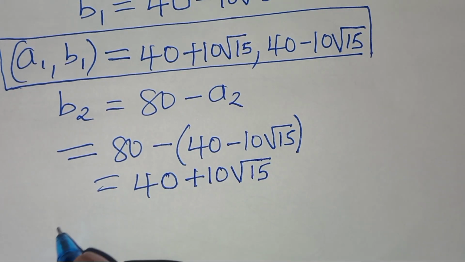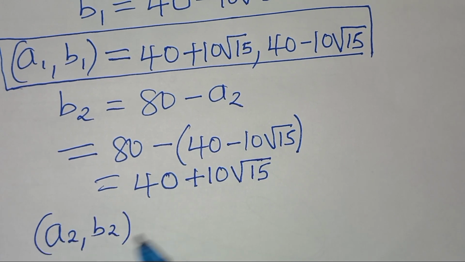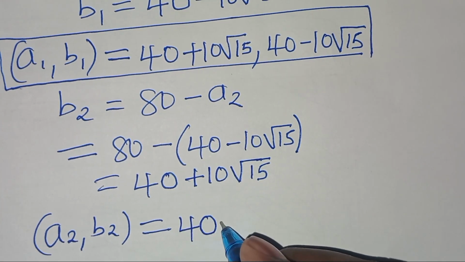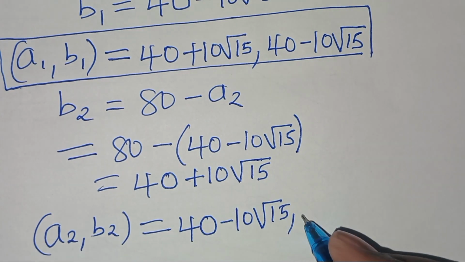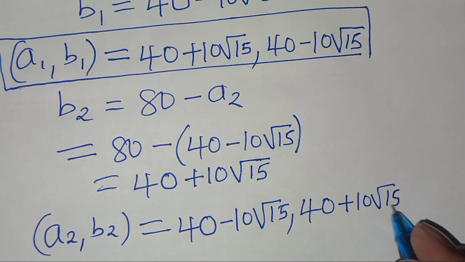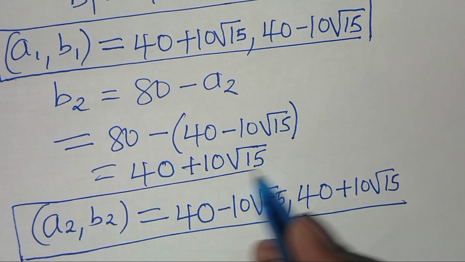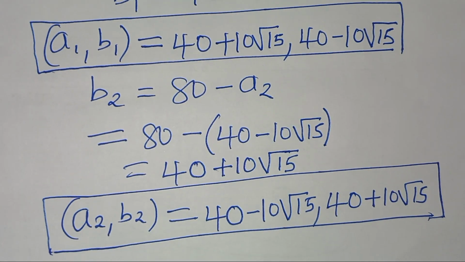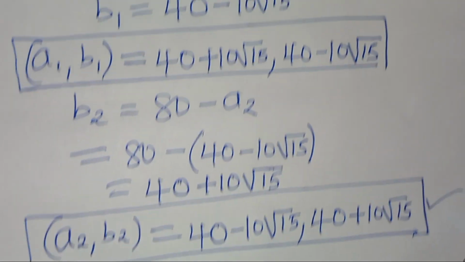So that implies that the second set of solution, that is A2, B2, is equal to 40 subtract 10 square root of 15, and B2 here, which is 40 plus 10 square root of 15. So this is the second set of solution for this algebra problem. So we have two sets of solution for this algebra problem, which is A1, B1 and A2, B2. So these are two solutions.